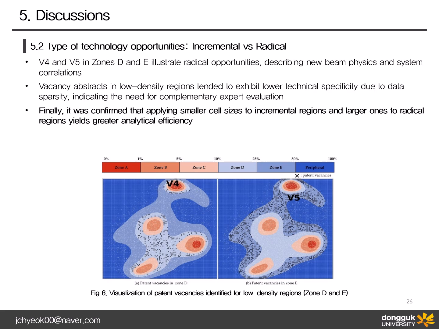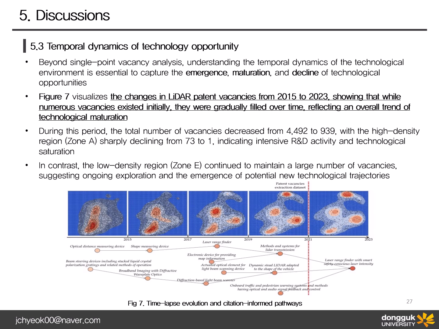V4 and V5 in Zones D and E illustrate radical opportunities describing new beam physics and system correlations. However, vacancy abstracts in low-density regions tended to exhibit lower technical specificity due to data scarcity, indicating the need for complementary expert evaluations. Beyond single-point vacancy analysis, understanding the temporal dynamics of the technological environment is essential for capturing the emergence, maturation, and decline of technological opportunities.